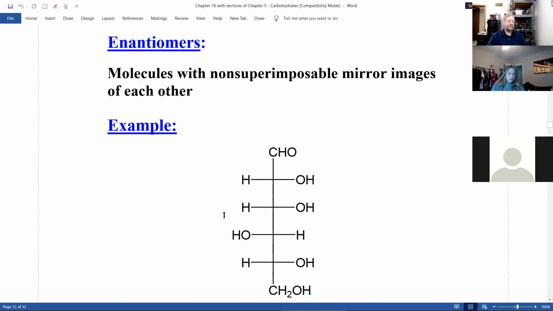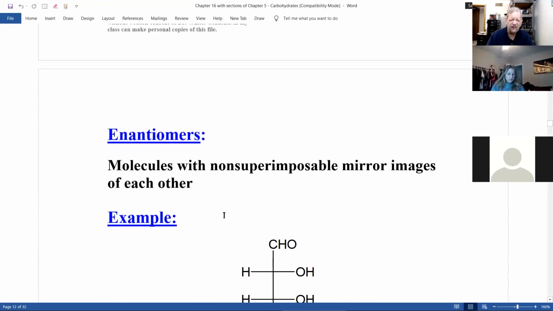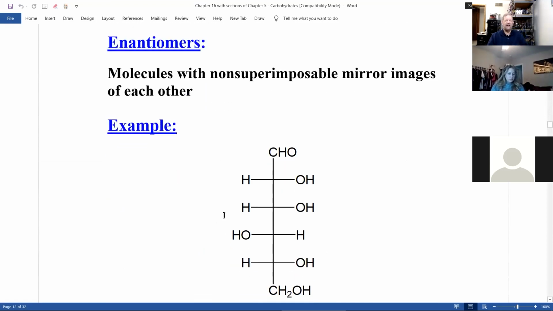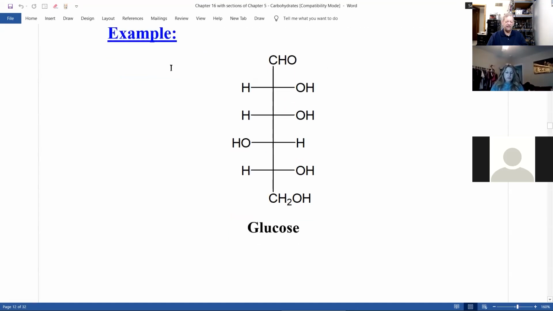Now, a special stereoisomer is the enantiomers. And enantiomers are molecules with non-superimposable mirror images of each other.